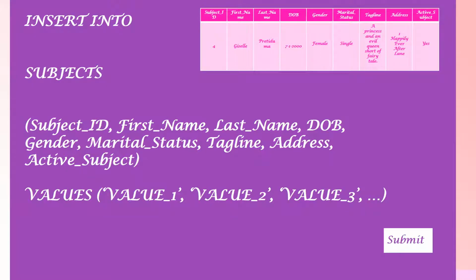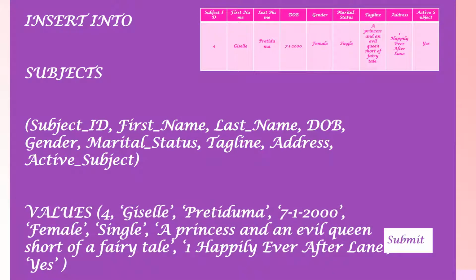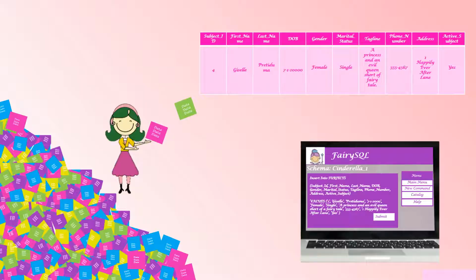Then we actually fill in the values. So we have the word values, followed by the specific values of 4, Giselle, Pretty Duma, 7/1/2000. So that would look like this. And then we would be able to hit submit. And then that data would go into the database.